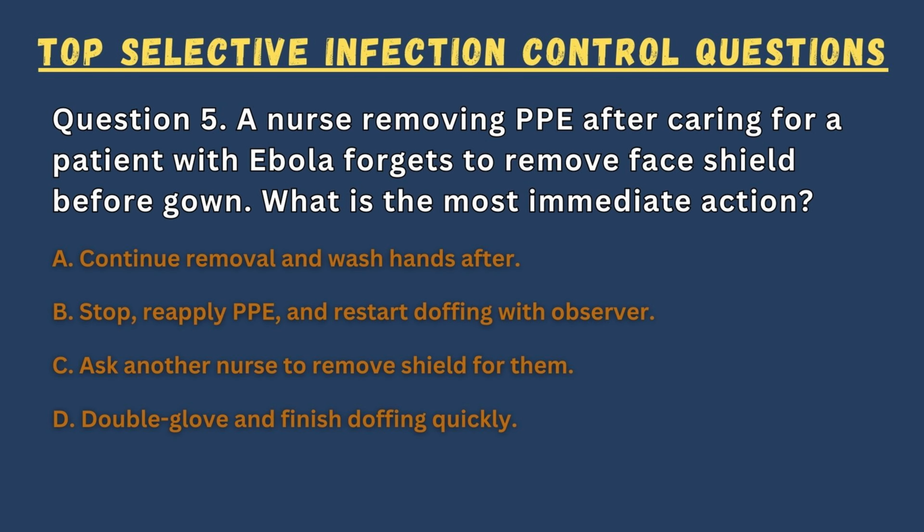Question 5. A nurse removing PPE after caring for a patient with Ebola forgets to remove face shield before gown. What is the most immediate action? A. Continue removal and wash hands after. B. Stop, reapply PPE, and restart doffing with observer. C. Ask another nurse to remove shield for them. D. Double glove and finish doffing quickly.